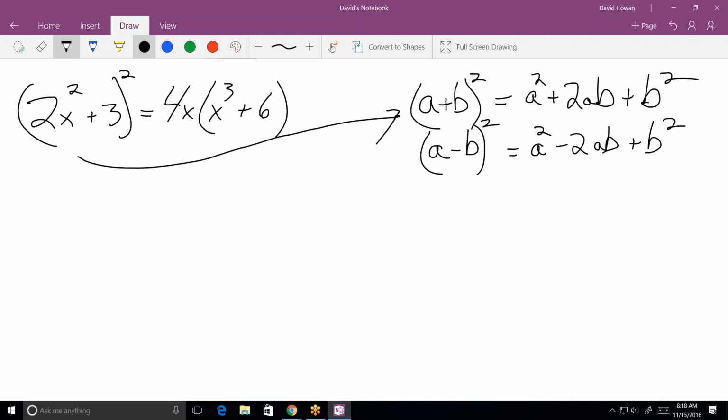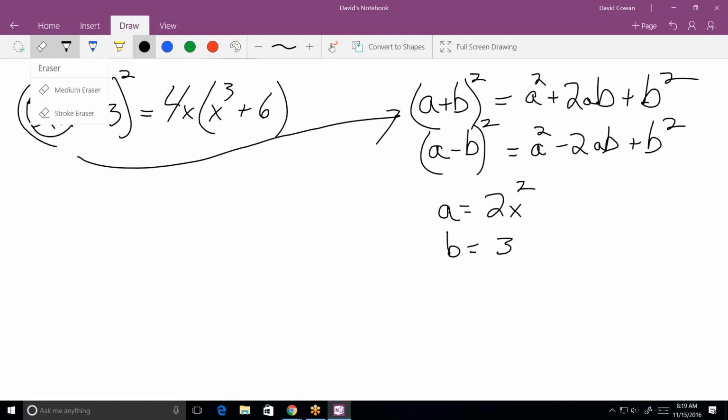So to square this, the easiest way to do it is to immediately go to that and write a squared plus 2ab plus b squared, substituting what a and b are. So what do we have? What's a squared? What's a? It's 2x squared. So you just keep it as it is, whatever that is. Remember, that's what's being squared up here. So A is 2x squared and B is 3.